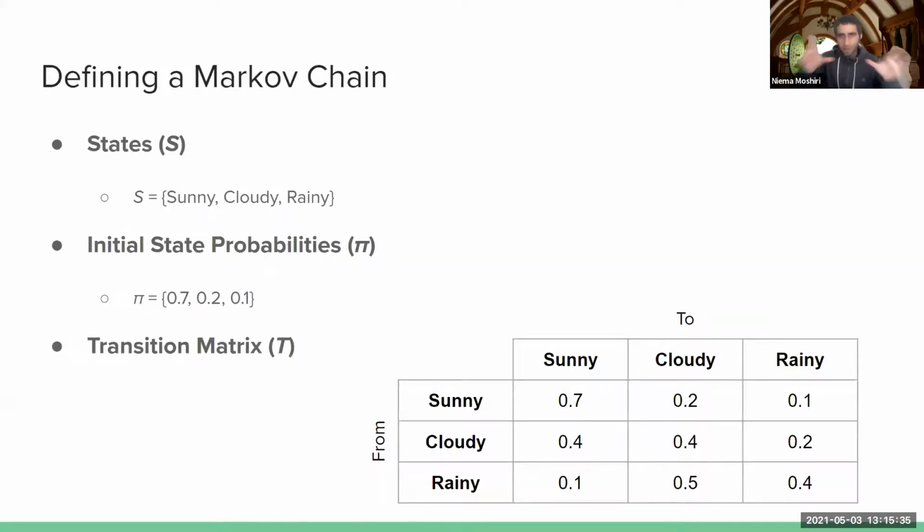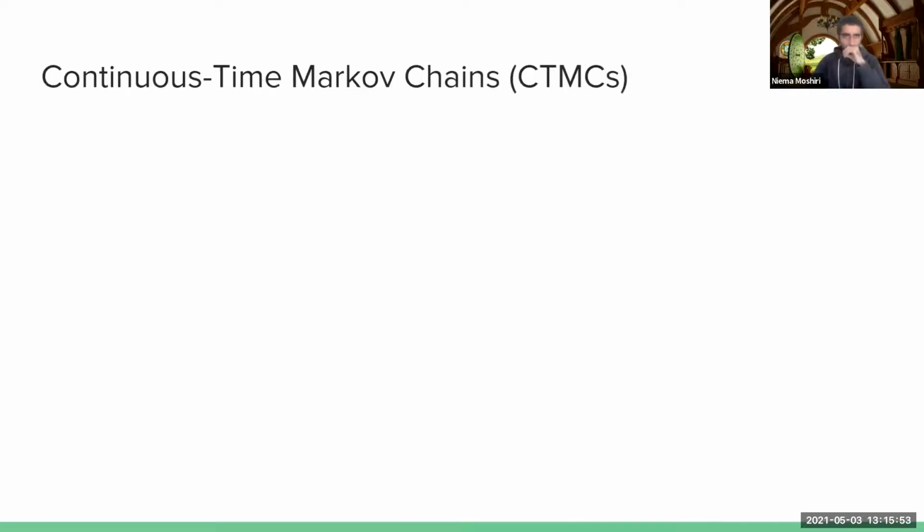Okay, so we talked about the simple weather example and how I can define a Markov chain in that weather example. And I've defined probabilities of going from one weather to another weather state from today to tomorrow. So every day I jump between weather states.